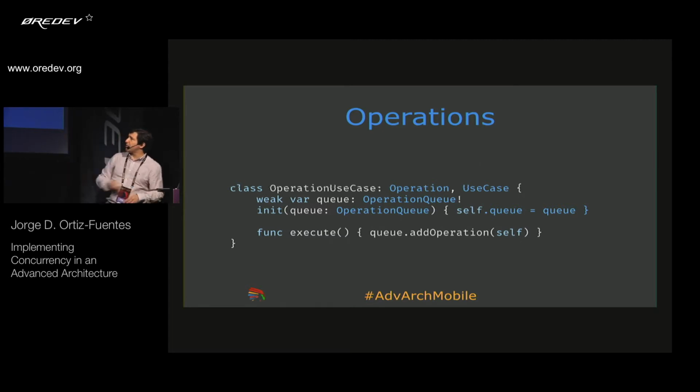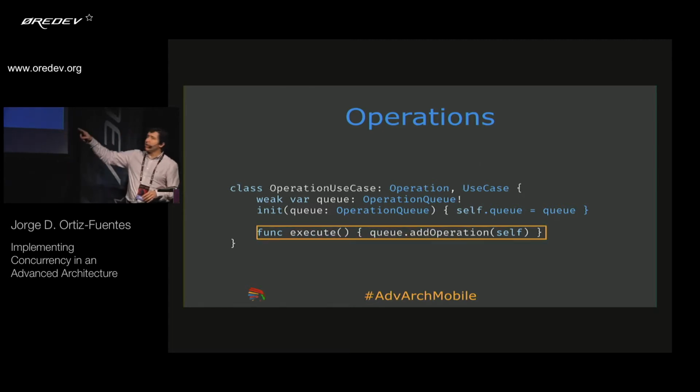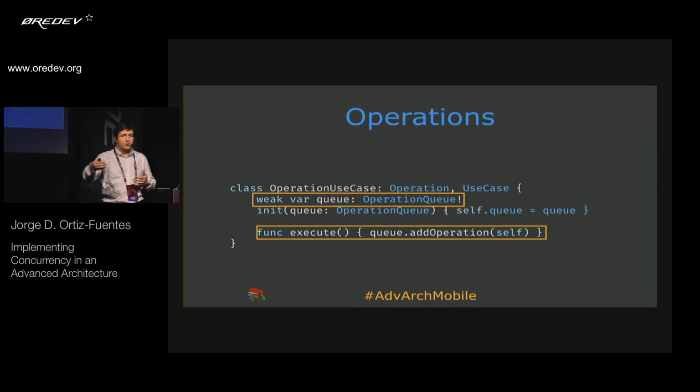In the execution method, we are going to run the queuing of our job in the operation queue. And in each of the use cases, we have a weak reference to the operation queue, so we can use it in order to do the queuing.